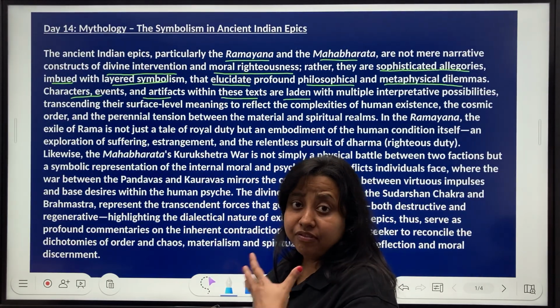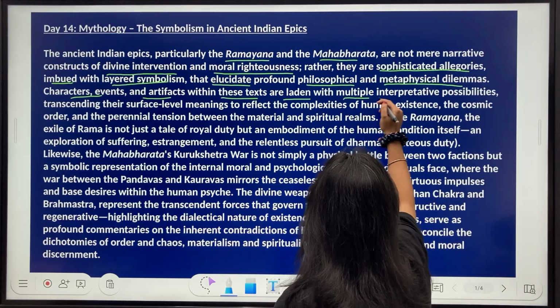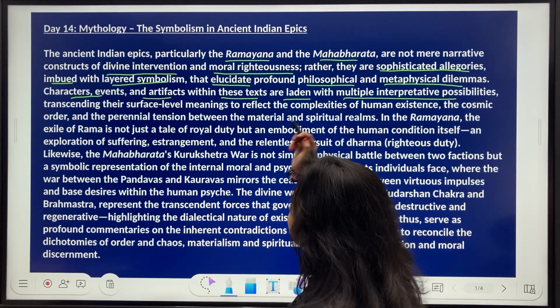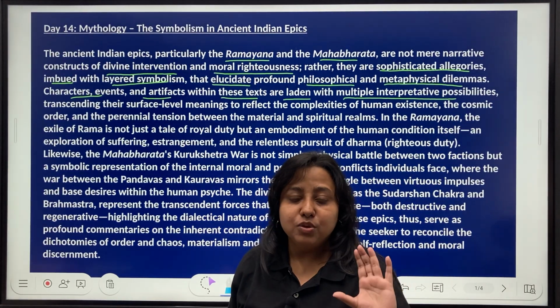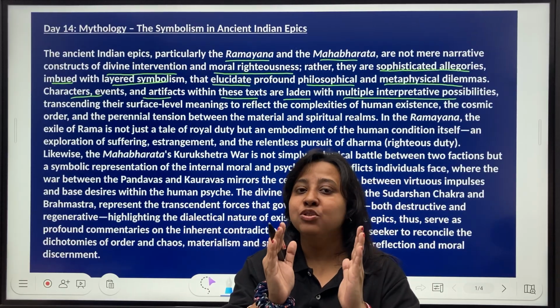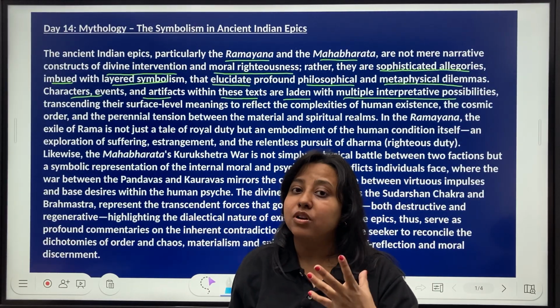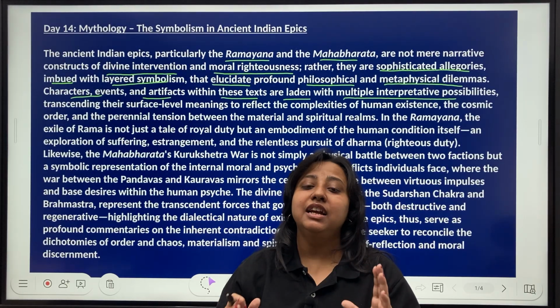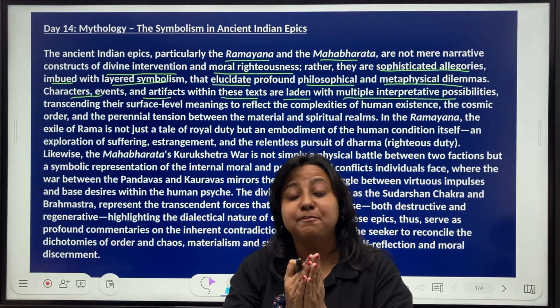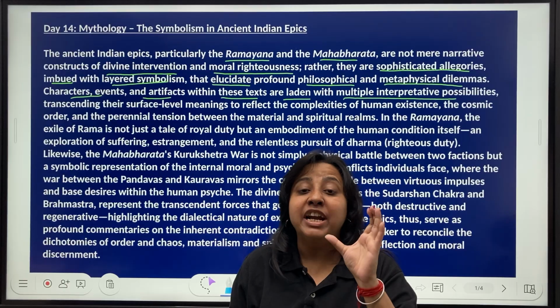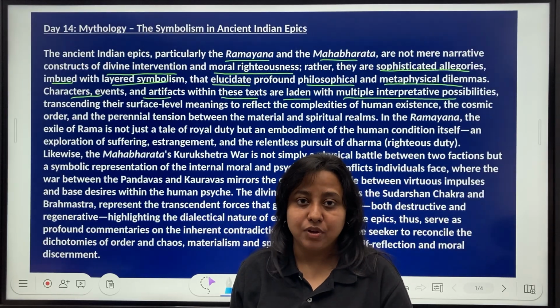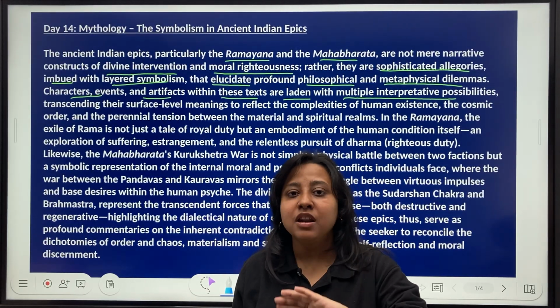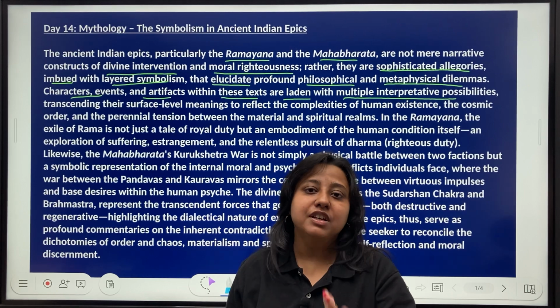Characters, events, artifacts within these texts are laden. They are filled with multiple interpretative possibilities. What you see as a tree is not just a tree. Let's say it's a symbolism of life. What you see as a deer is not just a deer. Let's say it's a better way to express the gentle sentiments of humanity. Something of this sort, a thing which conveys a deeper meaning.